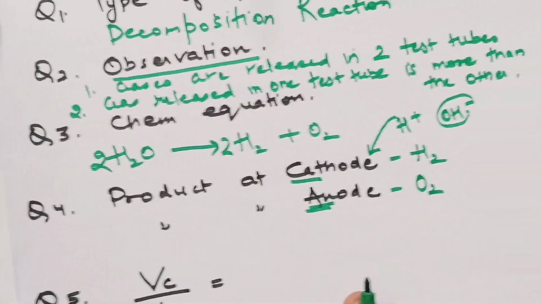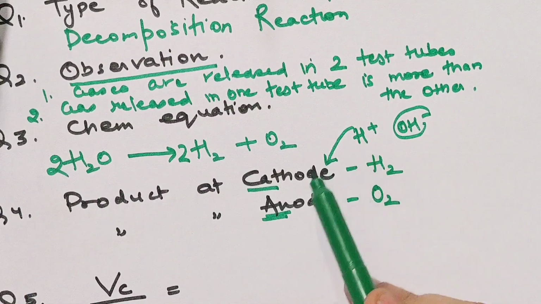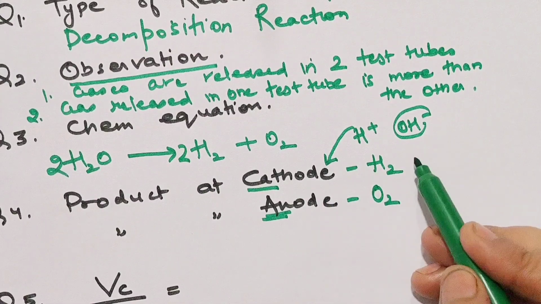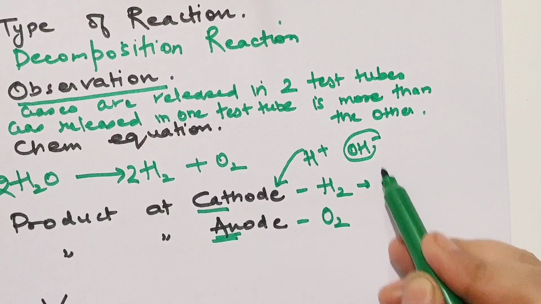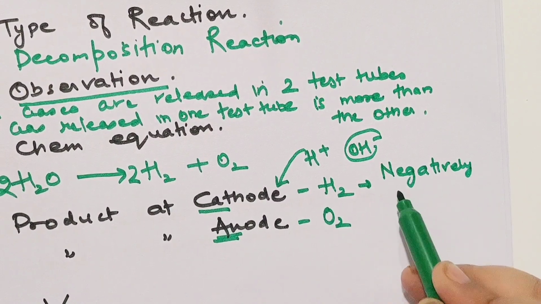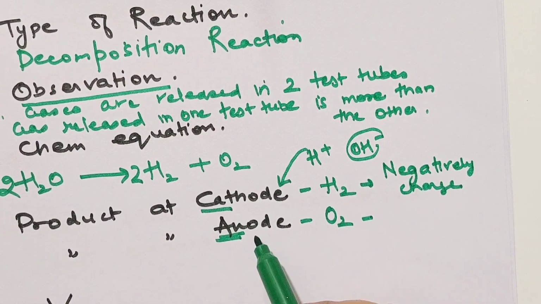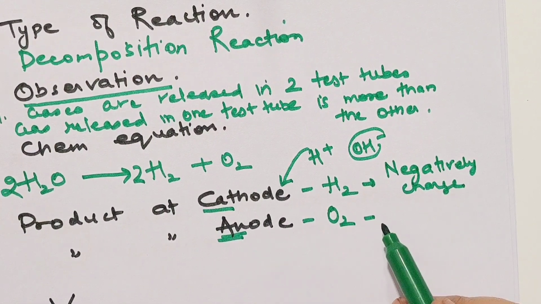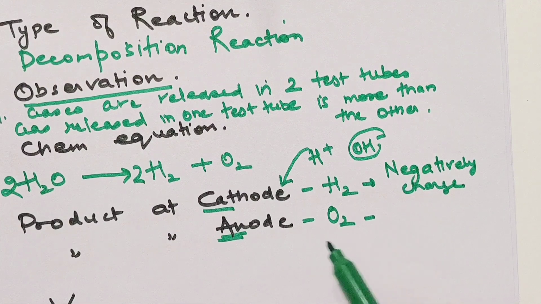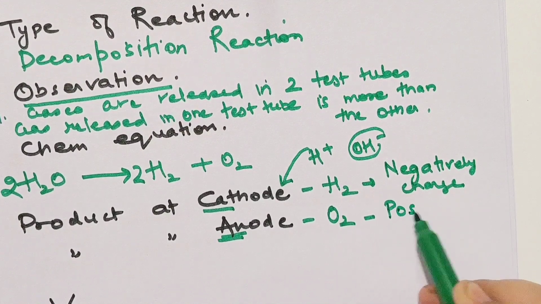You may also be asked the charge on cathode and anode. Since cations are going to cathode, the cathode must be negatively charged. And if anions are going to anode, if a negatively charged ion is being attracted to an electrode, that electrode must be a positively charged electrode. So anode is positive.